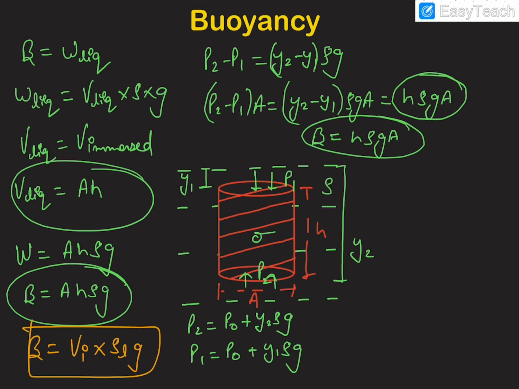But I'll tell you that this is not the definition. You could not say that the force developed due to this pressure difference is the buoyancy. It is numerically equal to the buoyancy, but it is not the buoyancy. The important definition of buoyancy is that it is the weight of liquid displaced by the solid. This is the definition of buoyancy.